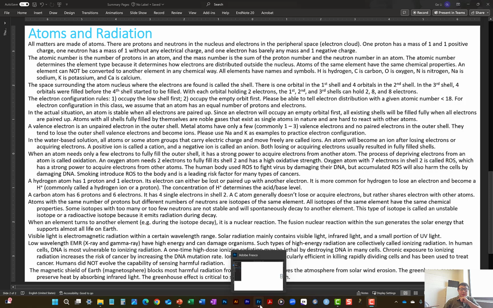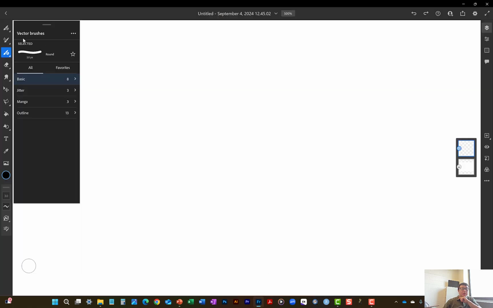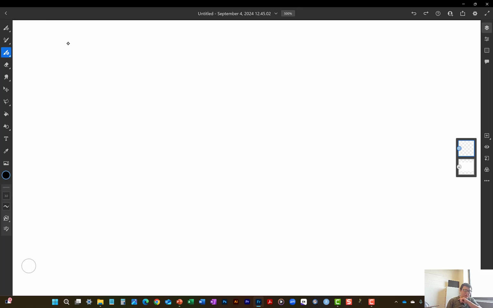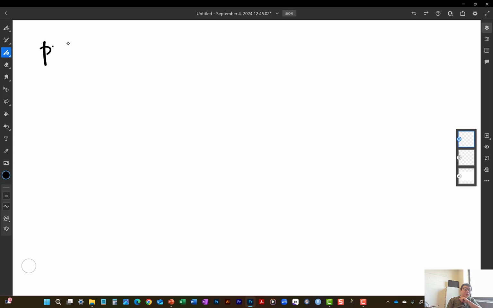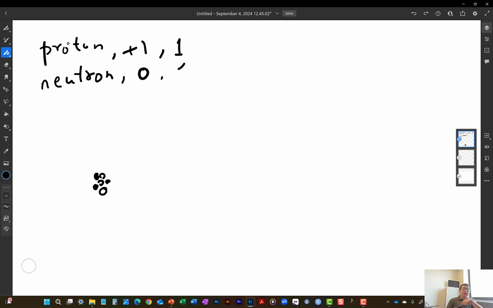Okay, so in the nucleus you have protons and neutrons, and inside the nucleus they are joined together. Each proton is electrically charged with positive 1 electric charge, and it also has a mass of 1. And neutrons have no charge, like their name suggests, so no charge and a mass of 1.